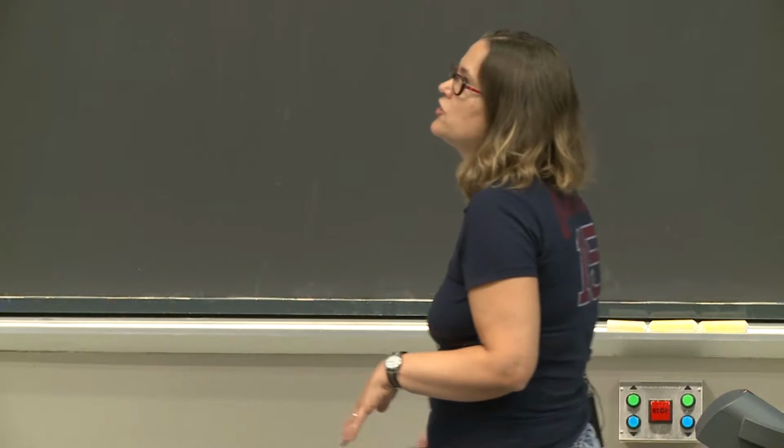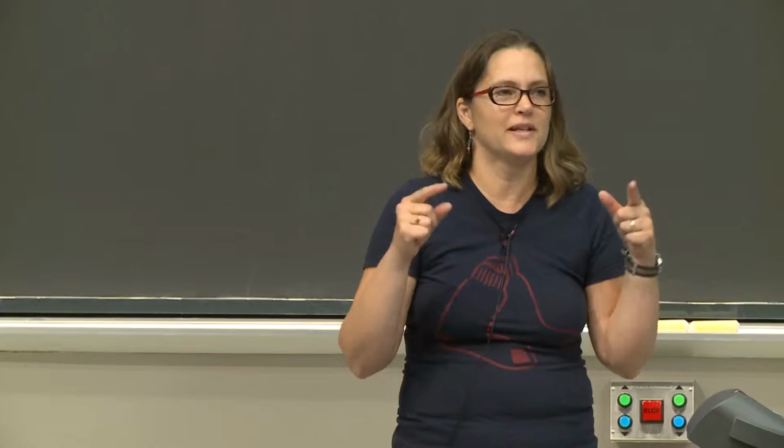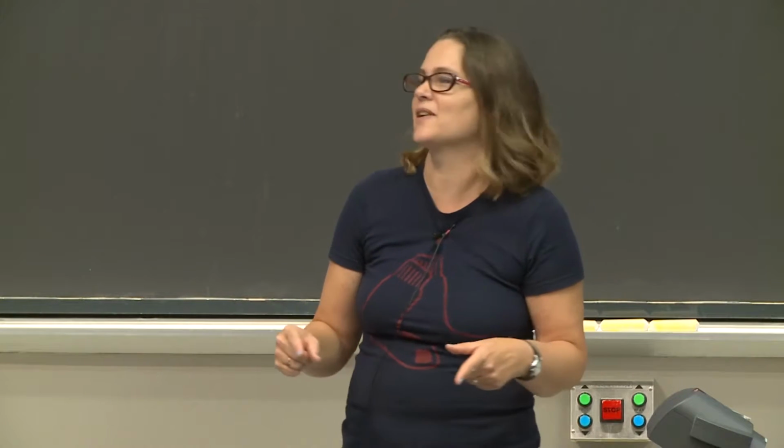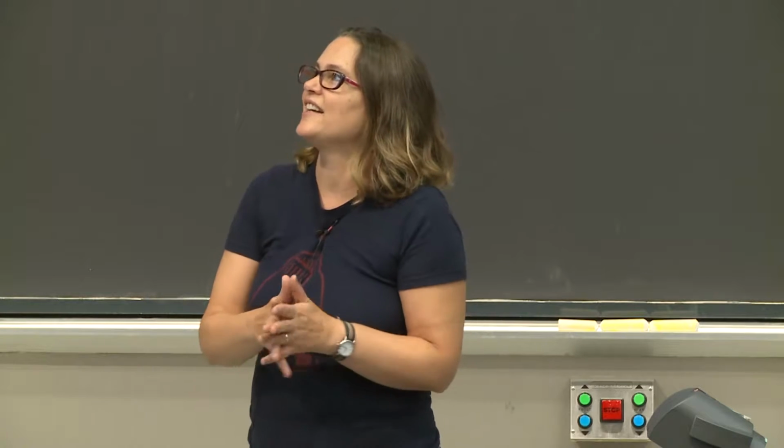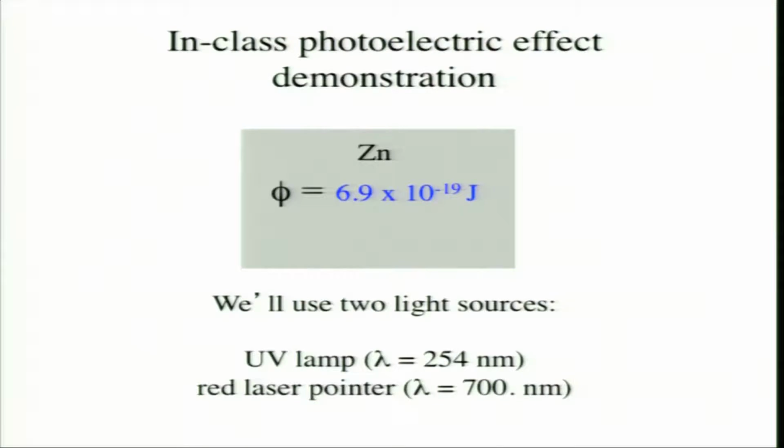All right, so now we're going to do an in-class demonstration of the photoelectric effect. But before we actually do the experiment, we're going to predict what the experiment will show. It's always dangerous to do that, so we'll hope it works after we do the prediction. We're going to be looking at whether we're going to get an ejection of an electron from a zinc surface.